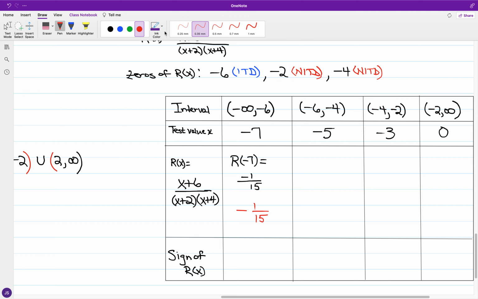So we have negative 1/15. Now for r of negative 5, negative 5 plus 6 is 1. Negative 5 plus 2 is negative 3. Negative 5 plus 4 is going to be negative 1. So I got 1 over 3, so this will be a positive 1/3.